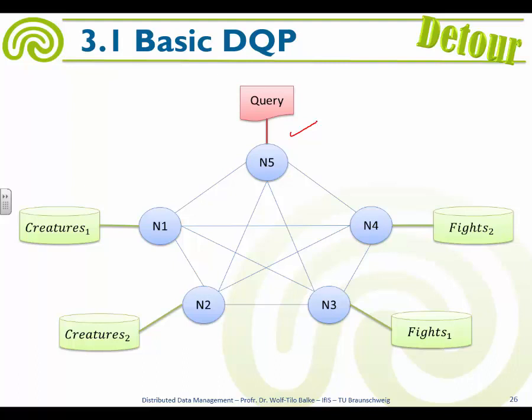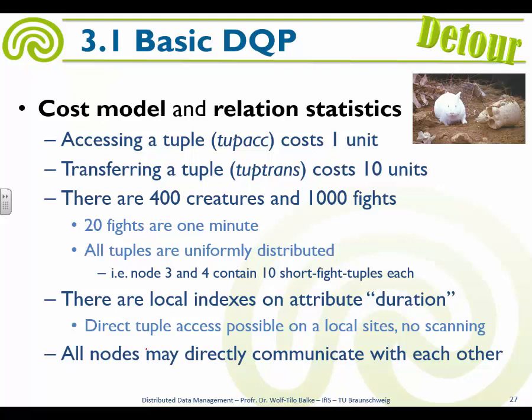The data is distributed, so we have the creatures table over here, and the semi-join that we did to fragment fights is over here, with respect to creatures 1 and fights 1, node 1 and node 3, and the same when we look at fights 2 and creatures 2. The fragmentation of fights 2 was obtained from the semi-join on creatures. So this is what we have.